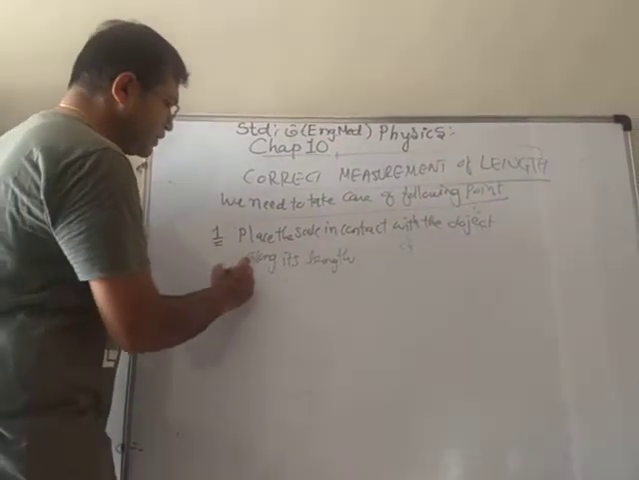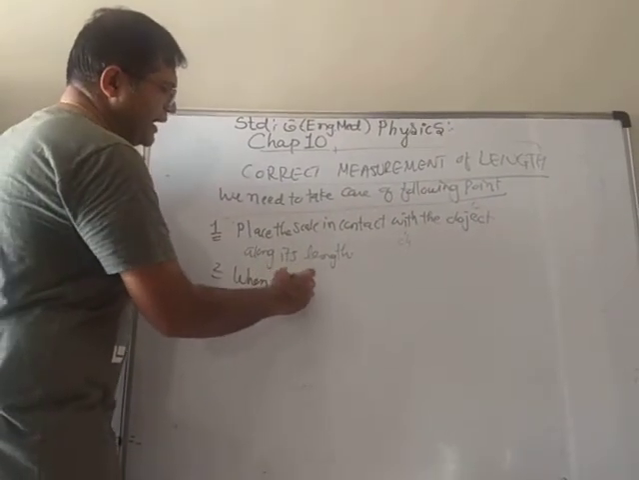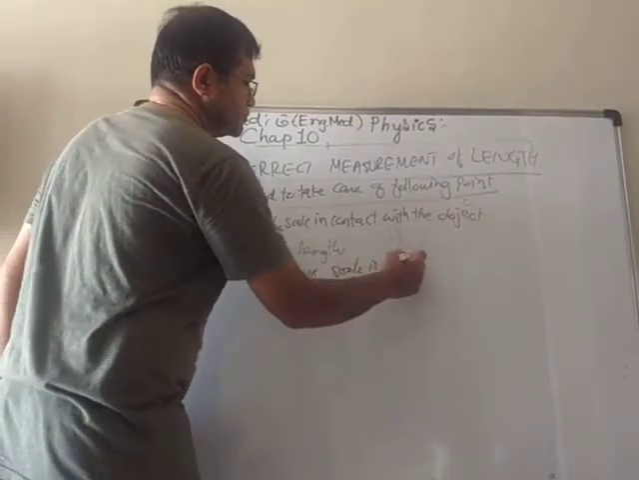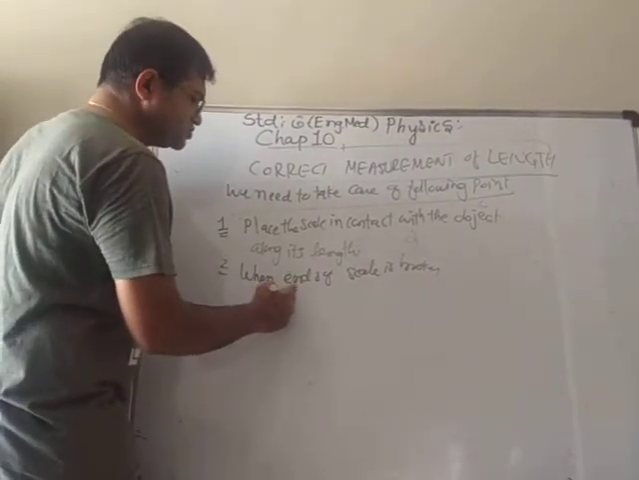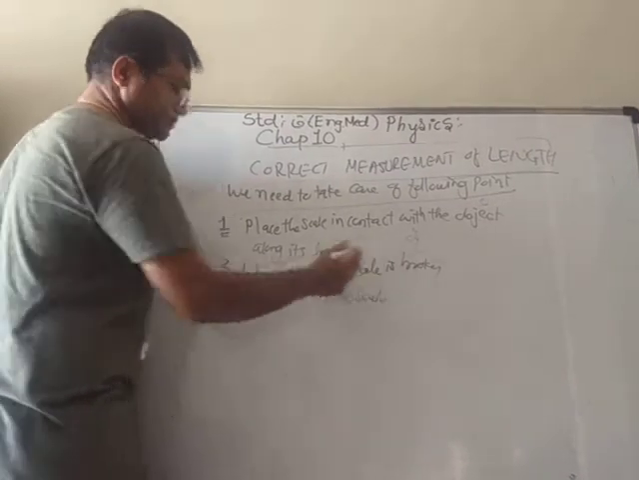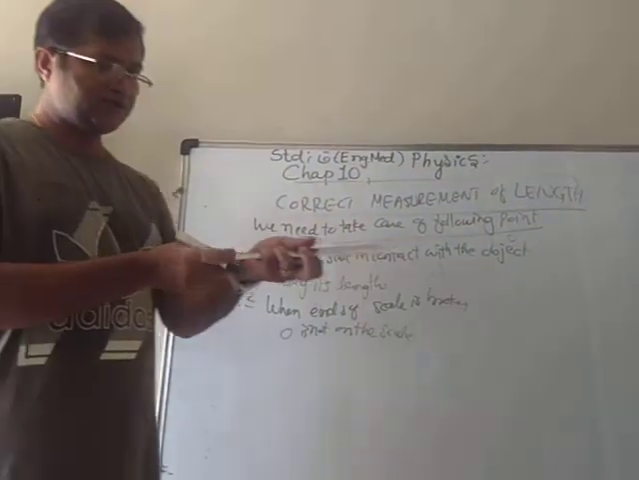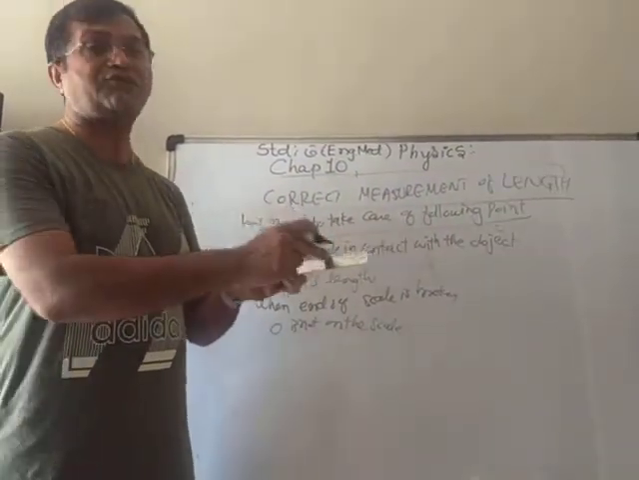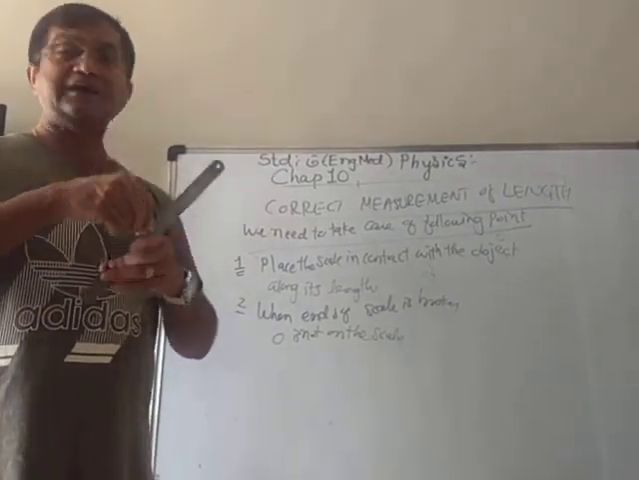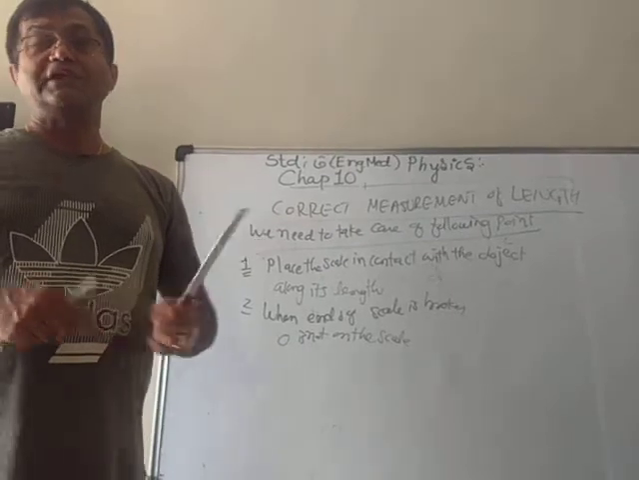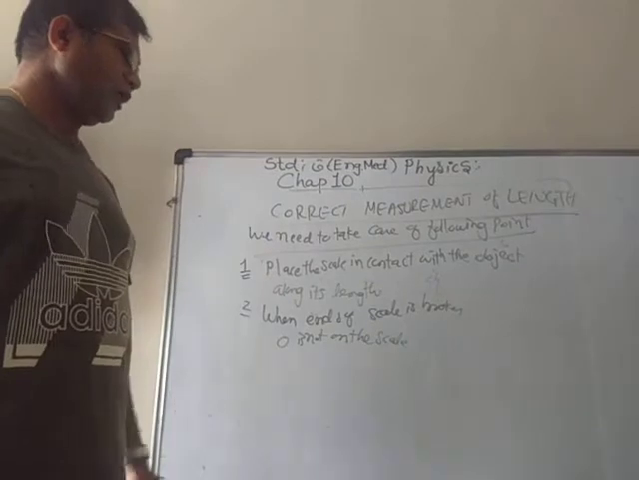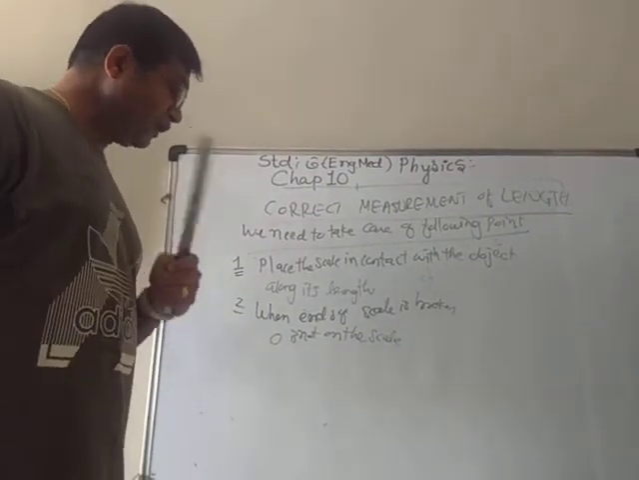The second thing: when the end of the scale is broken, it means 0 is not on the scale. Here we know that it starts from 0, then 1, 2, 3, 4, 5, 6, 7, etc. Suppose this is broken and at the end 0 is not there. Then how will we find the perfect length of any object? That time, what will we do?